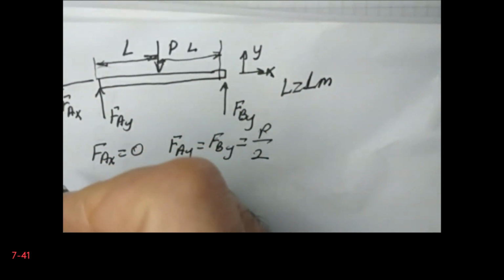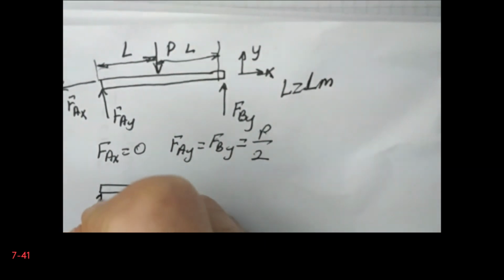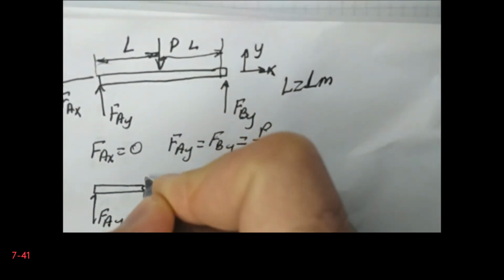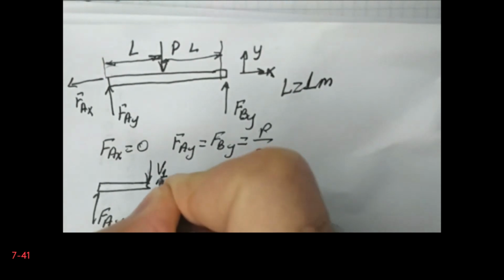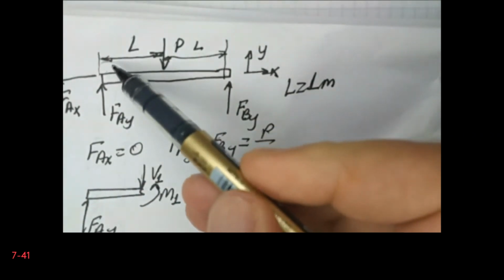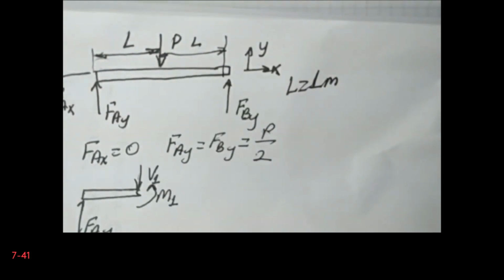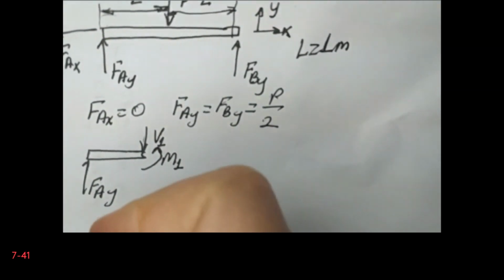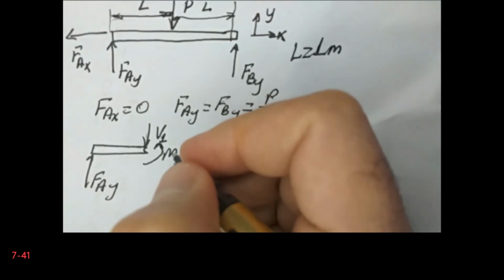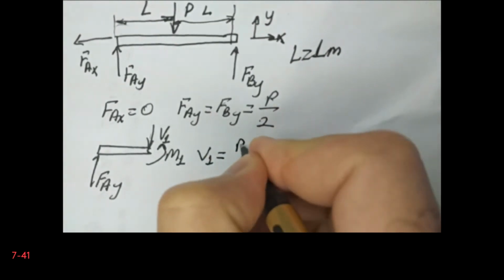Okay, now we can begin to cut the structure from either side. In fact, I prefer to cut the structure from the left hand side. So this is FAY. I have the internal shear force, and I have the bending moment at the cut. So I cut the structure from somewhere between point A and the location where I apply the point load. So I will omit the moment. I don't need to calculate it. In fact, V1 is equal to P divided by 2 from here, obviously. Now I will make the second cut.